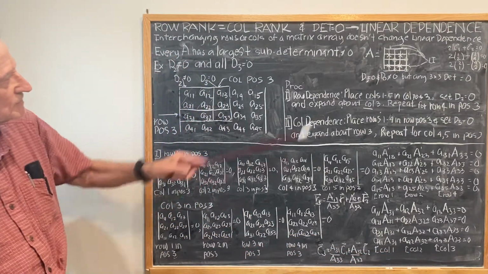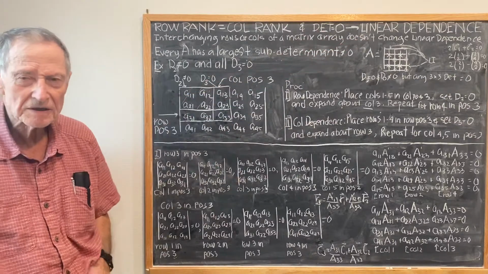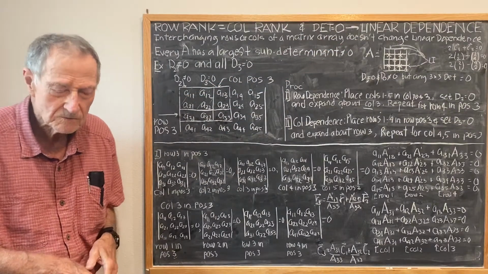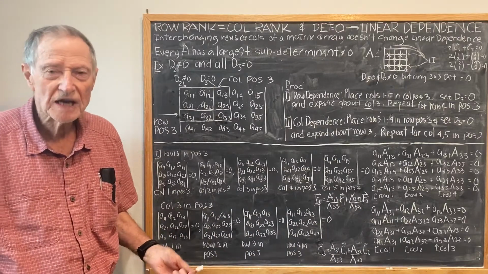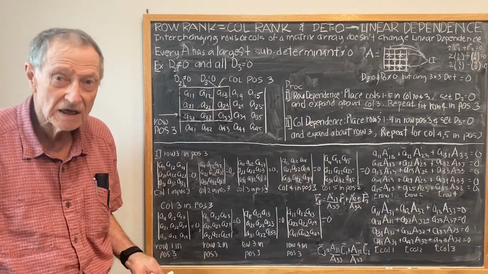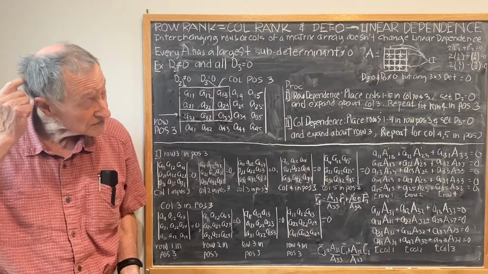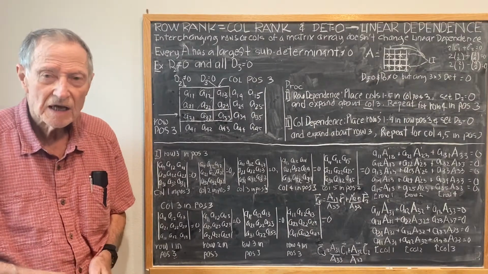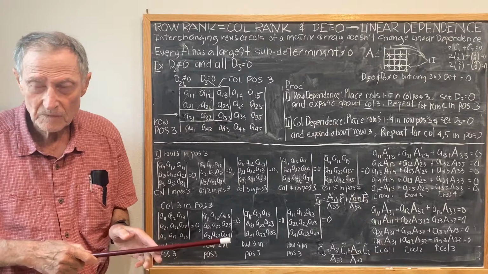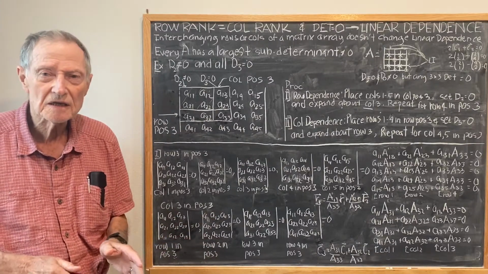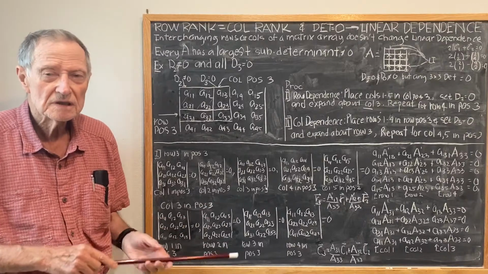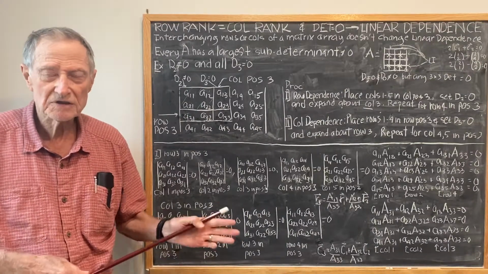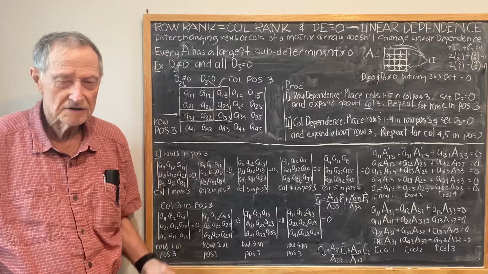Now, for determinant equal to 0 implying linear dependence, I note that a determinant is simply another array which happens to be square, and it will have a largest subdeterminant, and then I can express the rows and columns of that determinant in terms of the rows and columns through the largest subdeterminant, which is unequal to 0. Thank you.